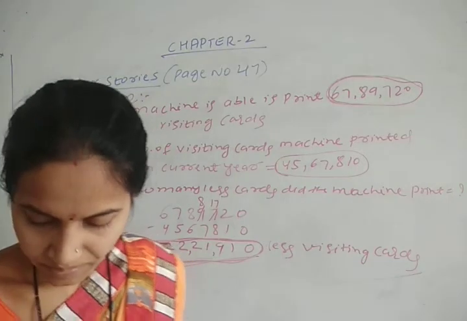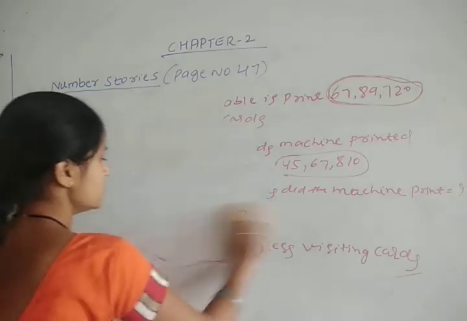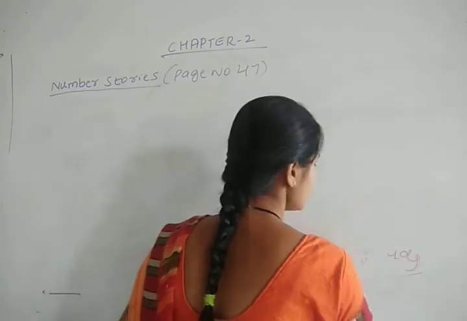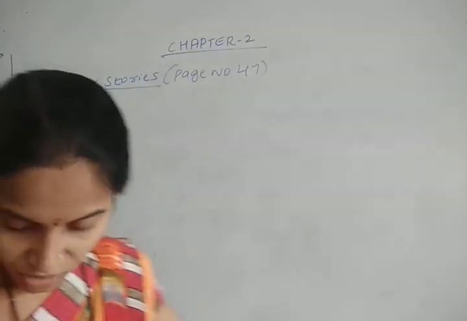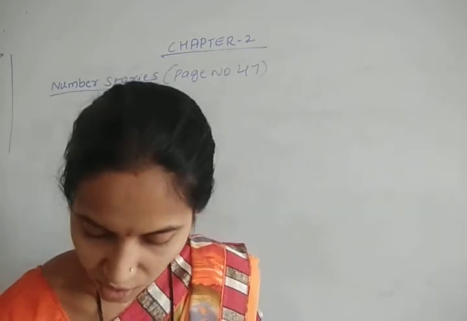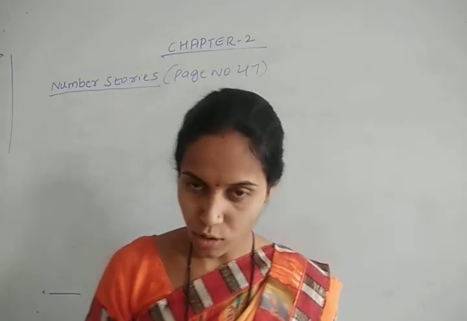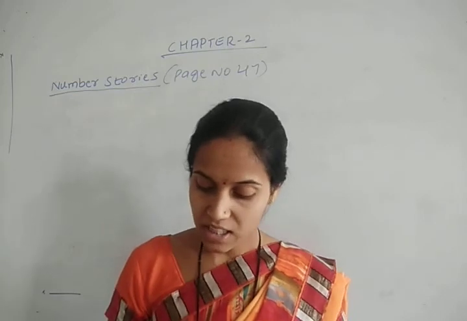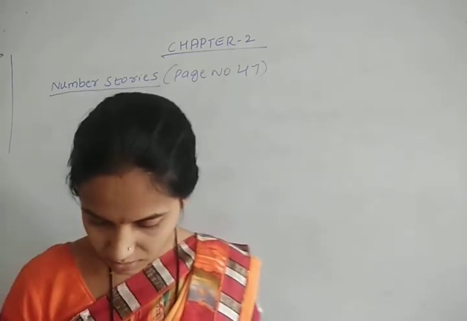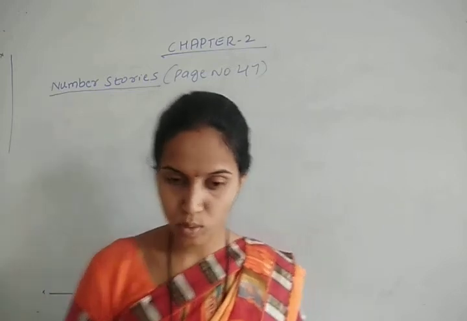Now let us move to the 7th one. Okay, 7th question is, in 2 wooden cupboards of a library, 45,23,450 books were kept. Out of these, 12,37,210 books were destroyed by termites. Okay, how many books were safe in the cupboards?